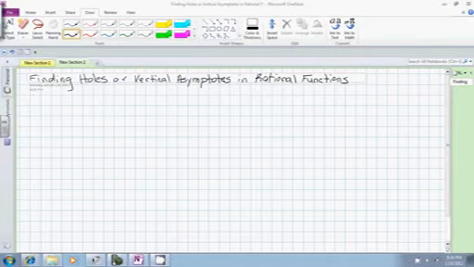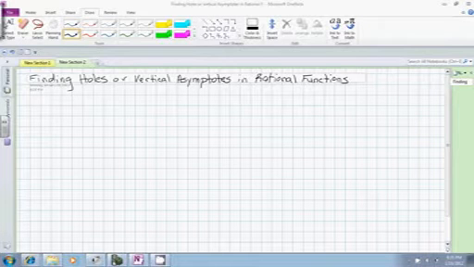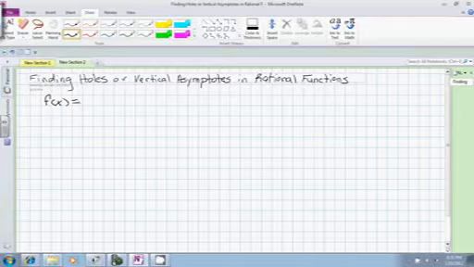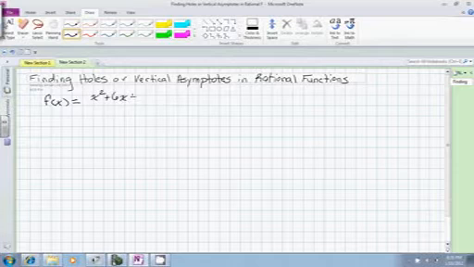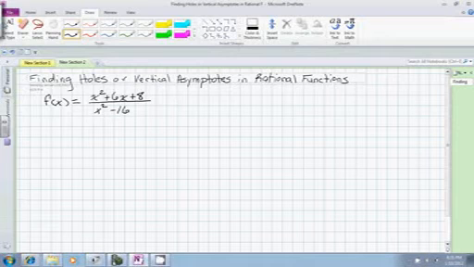Now that we know how to find the domain of a rational function, we're going to look at what it really means for a rational function to be undefined at certain points. For example, let's take f of x is equal to x squared plus 6x plus 8 over x squared minus 16.